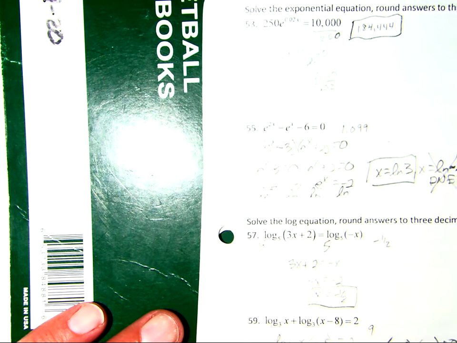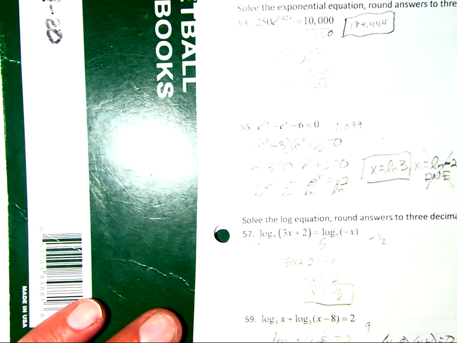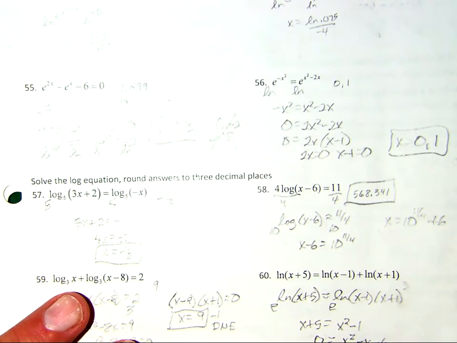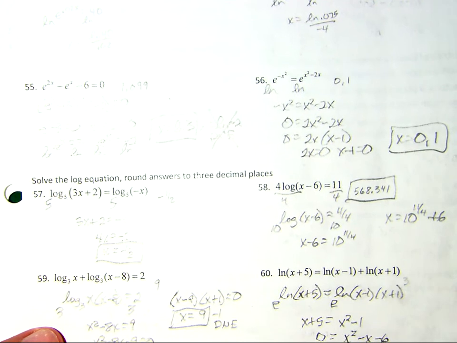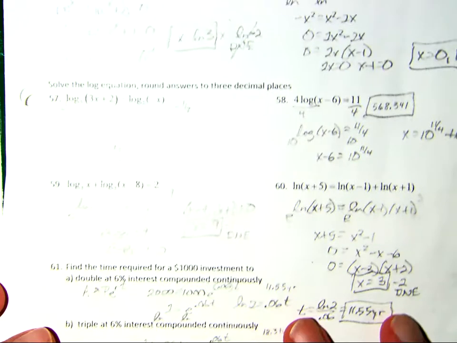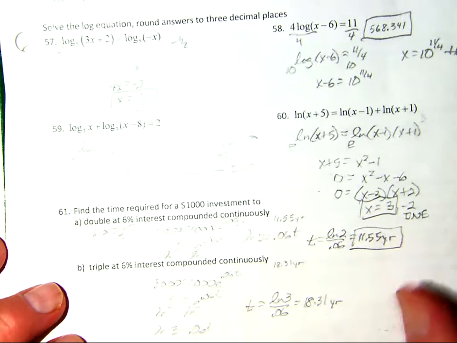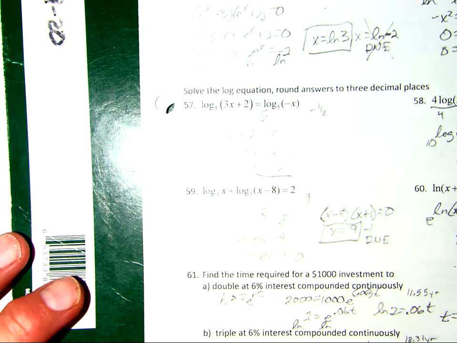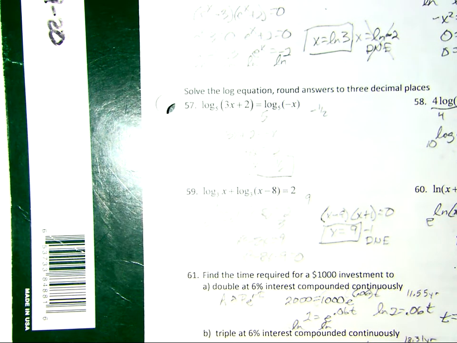55. Get x equals the natural log of 3 and the natural log of negative 2, but that one, natural log of negative 2, does not exist. 57 is x equals negative 1/2. 59 is x equals 9. It's also negative 1, but that one doesn't work.